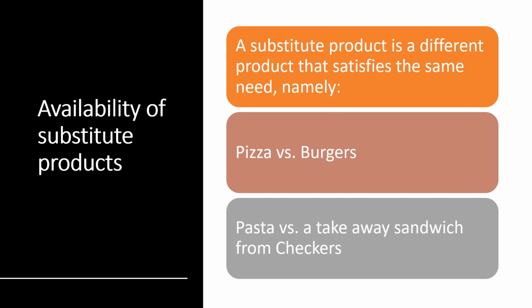The example I've given here is pizzas versus burgers. So we're not looking at Debonairs versus Scooters or McDonald's versus Steers. We're looking at different types of goods that satisfy the same need. So both pizzas and burgers, although they're different, they satisfy a hunger and a craving for fast food or junk food, or however you express it. And likewise, you may choose to have pasta or a takeaway sandwich from Checkers.